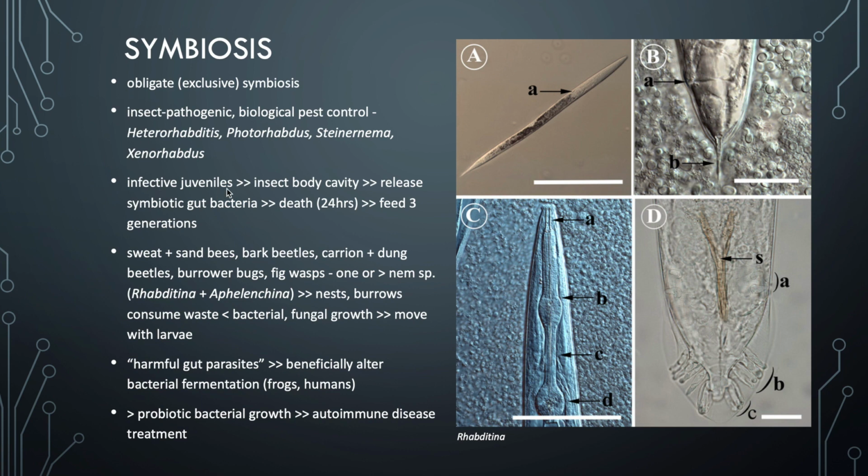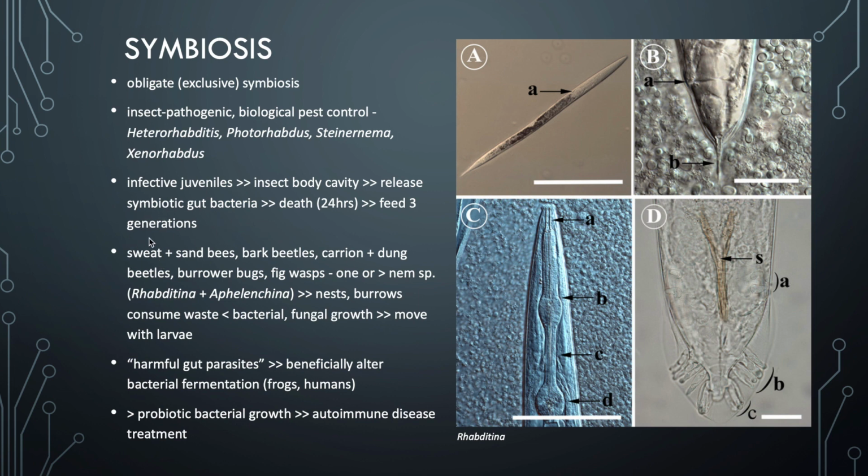So the juvenile nematodes infect the insect's body cavity, so they get into the body of the insect. Many of them will release symbiotic gut bacteria, and this bacteria actually causes the death of the insect within 24 hours. And then 3 generations of nematodes can feed on that insect.